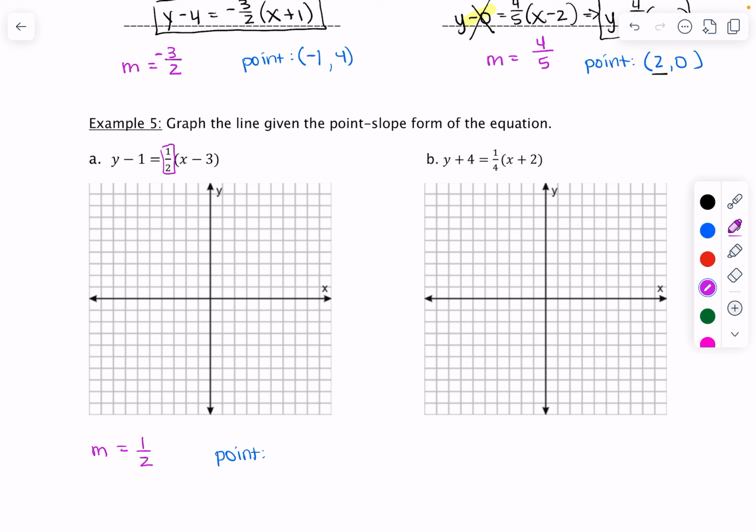So that means my slope is 1/2. The point I'm going to get is from this value -1 and this value -3. When I go to put it into the coordinate pair, I change the sign. So the x value of -3 becomes +3 and the y value of -1 becomes +1. Now I'm going to start here. I'm going to plot that 3, +1 right there, and I'm going to use the slope 1/2 to plot more points.